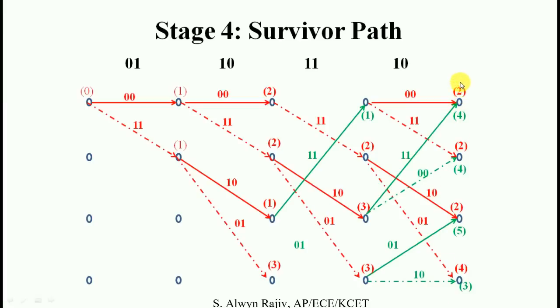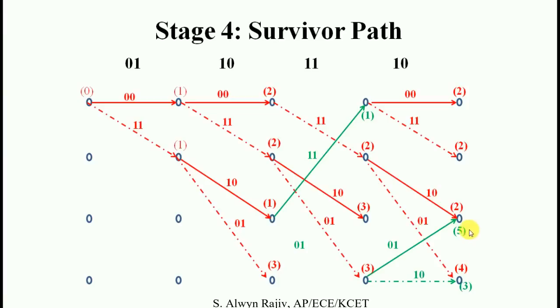Now we look at this node. First node, we have two metric values, 2 and 4. Here the 4 is the maximum one. This 4 metric value path is from C. This path is to be discarded. Next node, two values, 2 and 4. The 4 is the highest value. Therefore, the maximum path value is to be discarded.